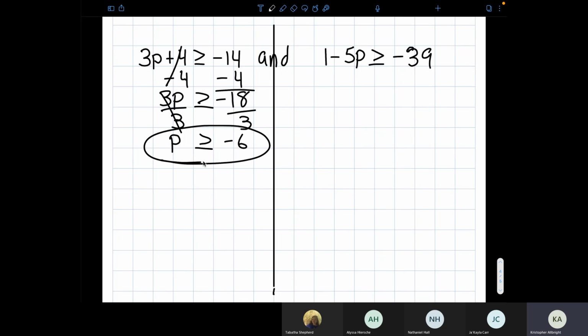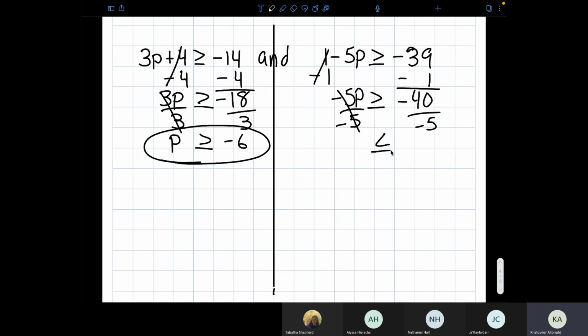So this is the same thing. We're just solving for P. I'm going to subtract my 1 across. Minus 1. So negative 40. Now we have negative 5p is greater than or equal to, divided by negative 5, divided by negative 5. So we did divide by a negative, so we're flipping our sign. We end up with, I believe that is 8. So p is less than or equal to 8.